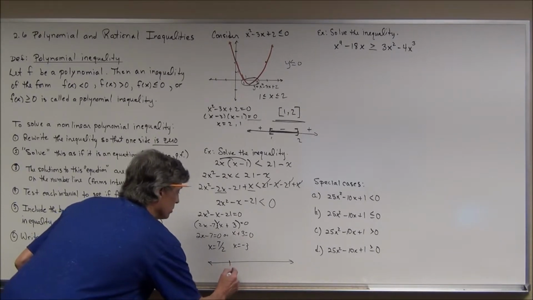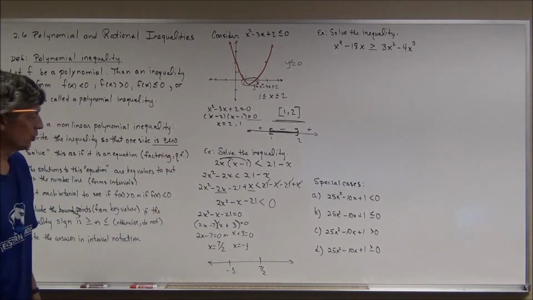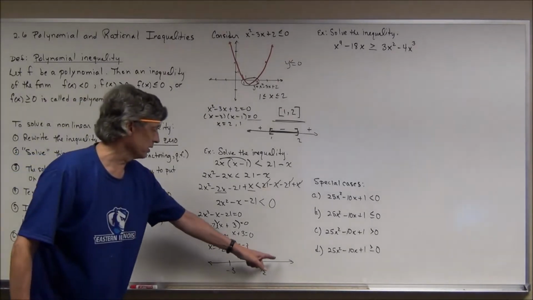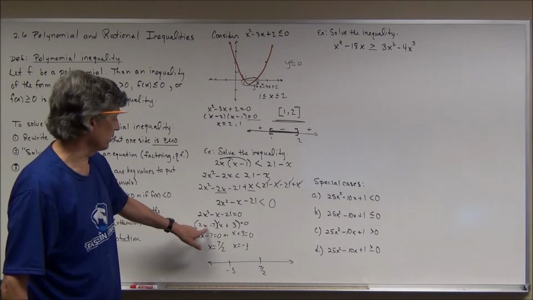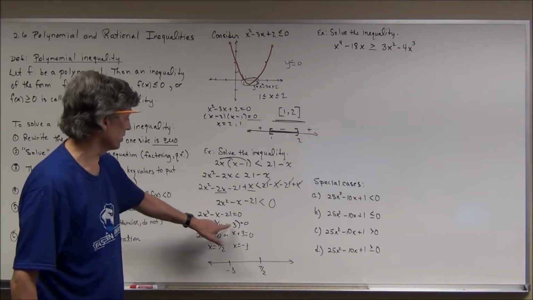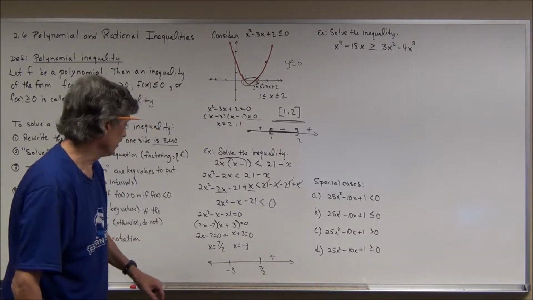So what I'm going to do here is draw a number line, and put down those two key values. And I have 3 subintervals. So I pick a value from each one of these. Let's say I pick a number over here like 10. 2 times 10 minus 7 is positive. 10 plus 3 is positive. Positive times positive is positive. Take a value in here like 0.